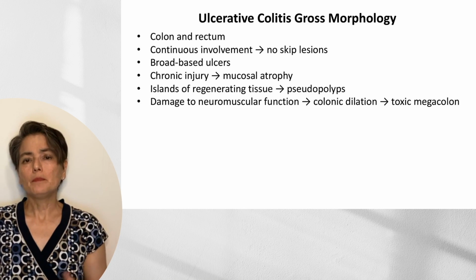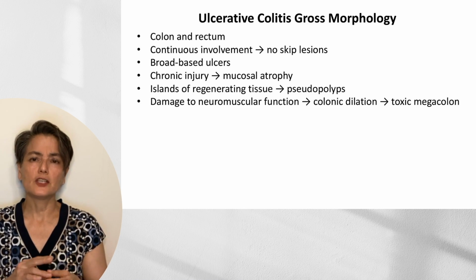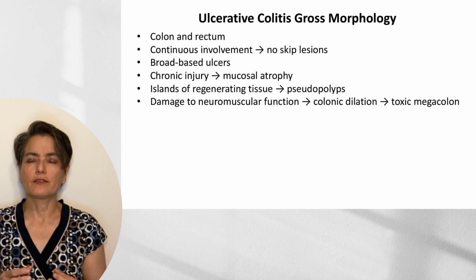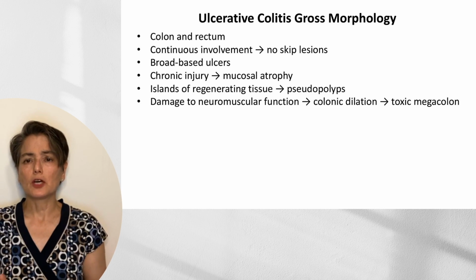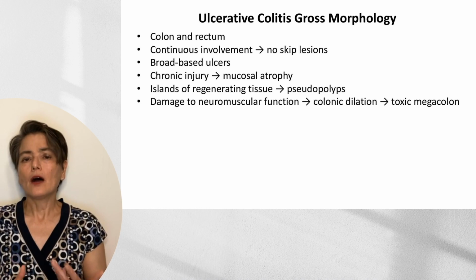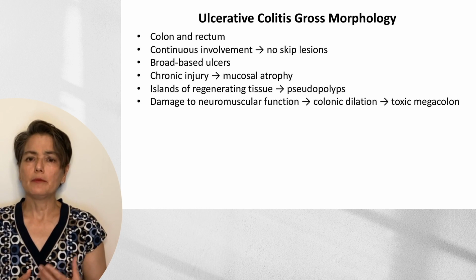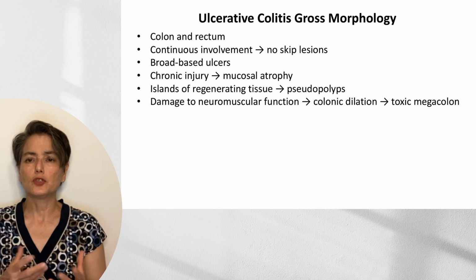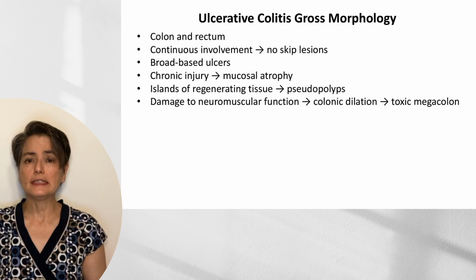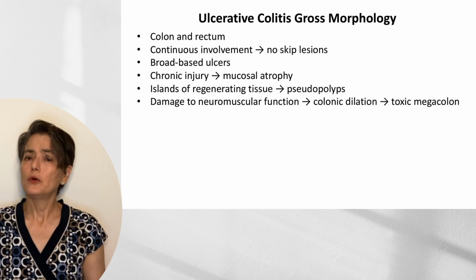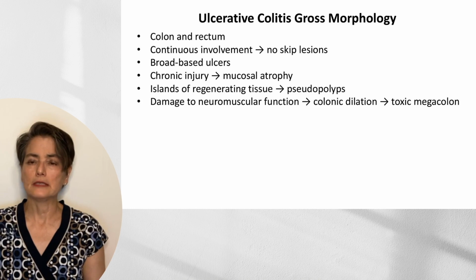We can see broad-based ulcers or just this general granular appearance of the mucosa, which is due to this chronic injury, which leads to mucosal atrophy. And yet in other areas, we can have islands of regenerating tissue, which lead to these pseudopolyps. Something we see in ulcerative colitis, which we don't see in Crohn's disease, is damage to the neuromuscular function, which can lead to colonic dilation and something called toxic megacolon, which we see in ulcerative colitis, not Crohn's disease.